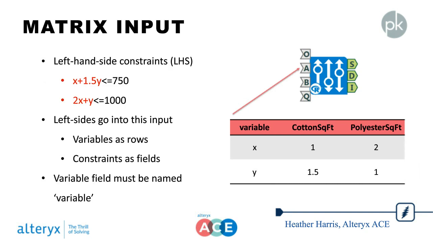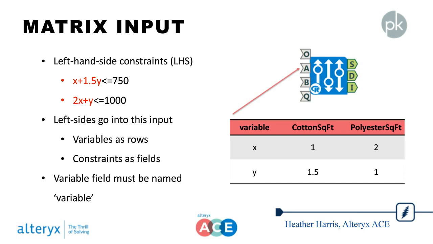So then our A input, our matrix input, this is really about your left-hand side constraint. You might remember, the O is about your maximizing equation, or if you're minimizing, it would be that. The A is really where we start to enter our constraints. In this case, the tabular form is you list your variable and you create the different aspects of your constraint. So we had cotton square feet and polyester square feet, and we enter it here.